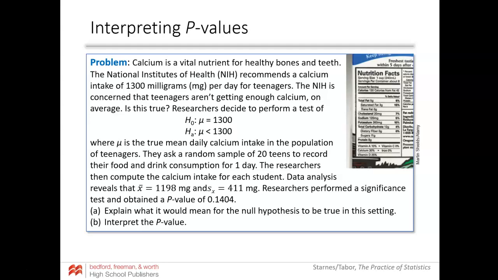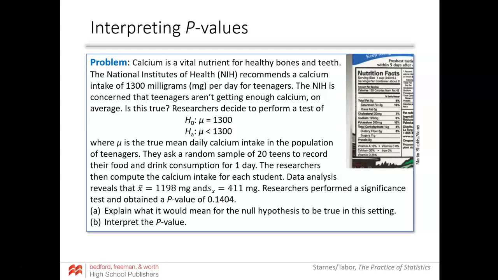So they ended up sampling 20 teens. That's not a very big number, we'll get to that later. They had 20 teens record their food and drink consumption for one day. The researchers then computed the calcium intake for each student, and here's the statistics. The average was 1,198 milligrams. That gives us evidence towards the alternative hypothesis, because 1,198 is less than 1,300. And then there's the standard deviation. But do we have convincing evidence would be the issue.